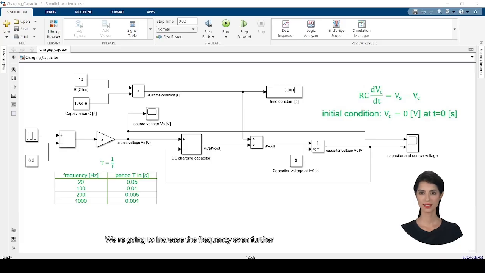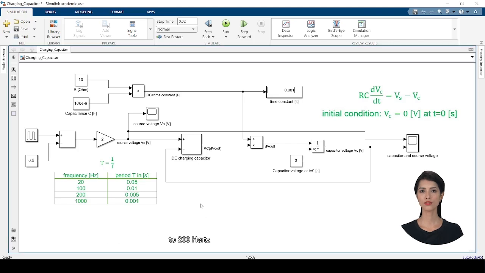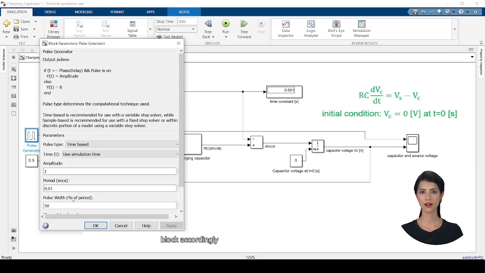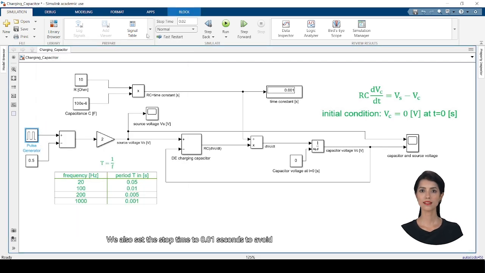We're going to increase the frequency even further, to 200 Hz, making the period 5 milliseconds. This is still larger than the time constant, but it is getting closer to it. We need to adjust the settings in the pulse generator block accordingly. We also set the stop time to 0.01 seconds to avoid showing too many cycles.